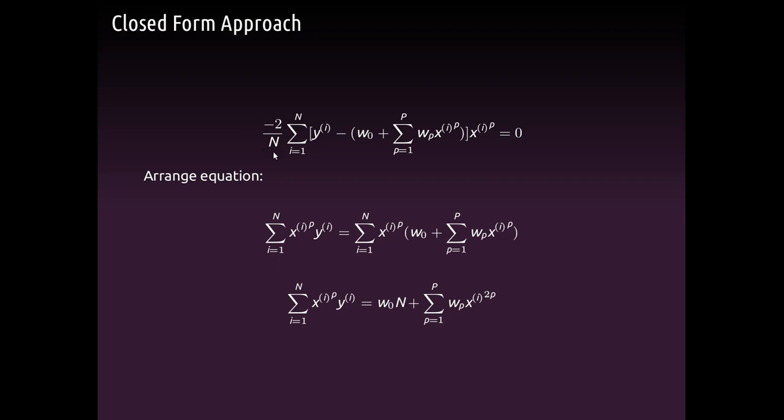So first of all, we will delete the term of minus 2 over n, and we arrange the equation in a way such that we put the term that contains the target variable y on the left hand side of the equation, and the terms that contain the coefficients w0 to wp on the right hand side of the equation. And we try to simplify it once again by moving w0 multiplied by n outside the sigma notation, plus wp multiplied by x to the power of i to the power of 2p inside the sigma notation of i, moving from 1 to capital B, where capital B expresses the level or the polynomial degree of our hypothesis function.